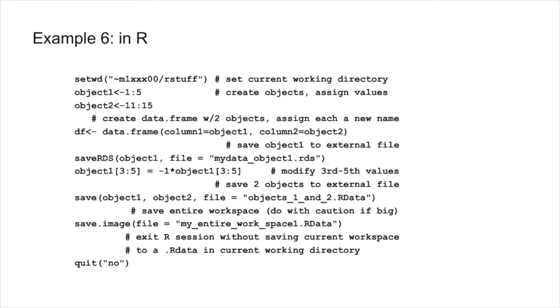saveRDS and save.image are standard R functions that we can use to save objects or the entire workspace. My R expert friend reminds me to always say that save.image should be used carefully because if the workspace is very, very large, that could create a big problem at some point. So we've done this in R. We're not even in SAS yet. Now we go into SAS.